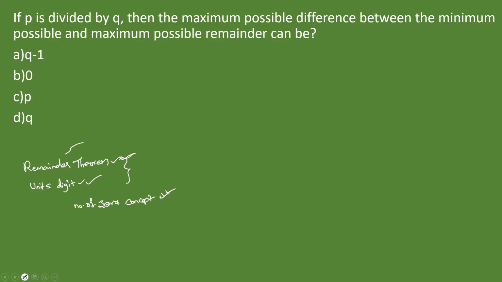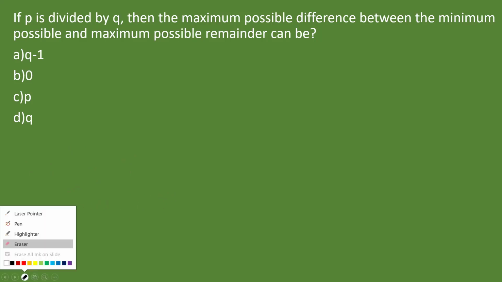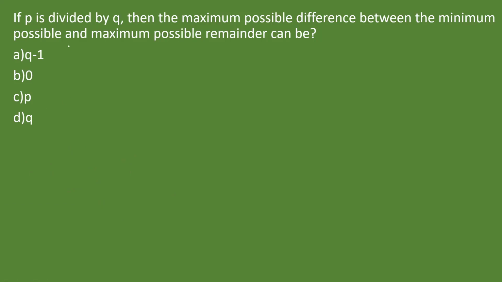So now we will see these questions. We will see some questions and we will move to the number of zeros concept later on. See here, students, if P is divided by Q, then the maximum possible difference between the minimum possible and maximum possible remainder can be.